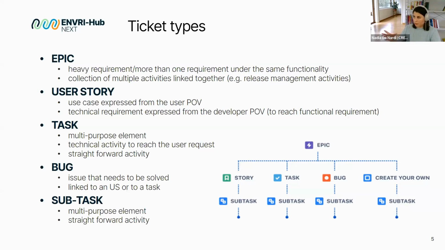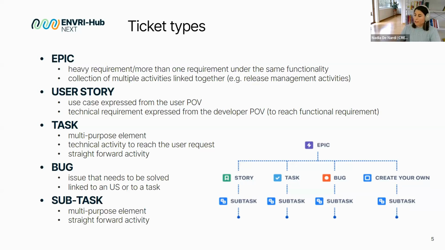For example, release management activities, or I can also give you an example that we have at the moment in our project. At the beginning, we had to configure many features of the project, as Jira was like an empty box where we had to configure, for example, the list of statuses of the tickets and other things. So we collected every activity that was needed in order to configure the project under one epic that was called the configuration of the project.